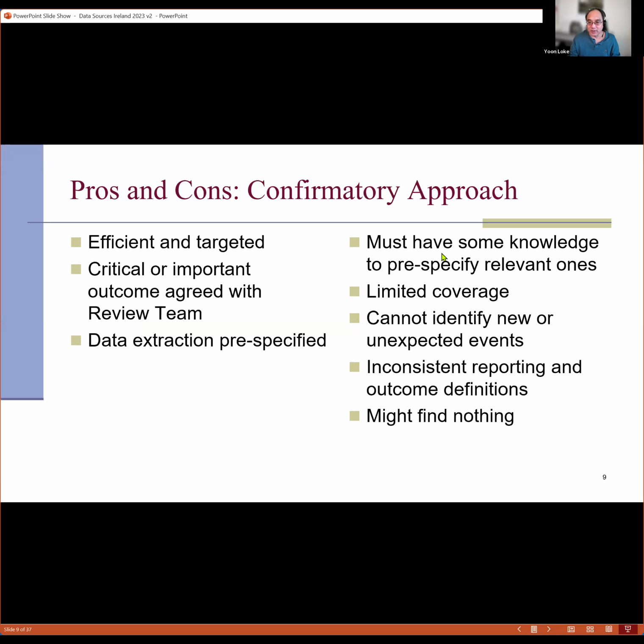You can't always match that though, because you need to know what are the relevant ones. People might say, well, we only covered one or two events. We didn't manage to look at the new or unexpected events. And we're still reliant on people reporting the events that we're interested in. And this, of course, is a danger. You might find nothing if you only look for two or three adverse events. So, difficult decisions to make on these things.